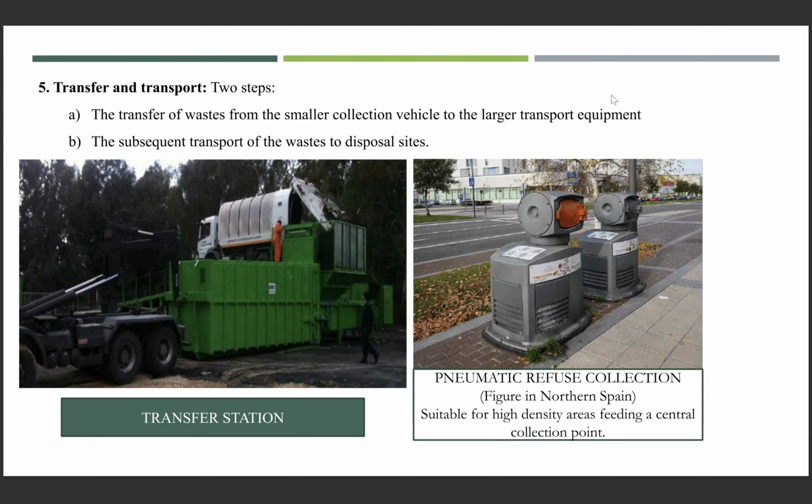So next is transfer and transport. This involves transfer of waste from the smaller collection vehicle to the larger transport equipment, and the subsequent transport of the waste to the disposal sites. So there are transfer stations. The waste from all the smaller communities is taken and collected at a place, which is a transfer station. And in the transfer station, the waste from the smaller vehicles is transferred into the bigger vehicles.